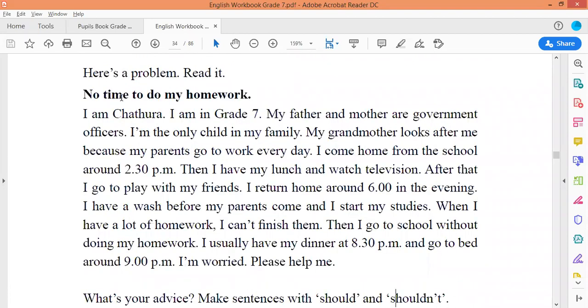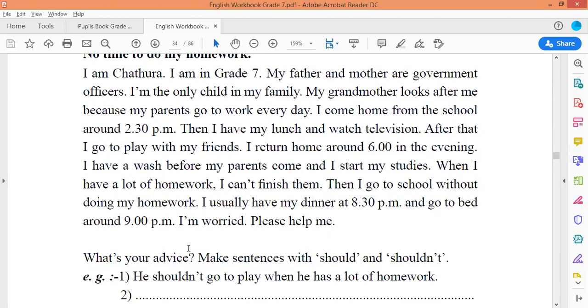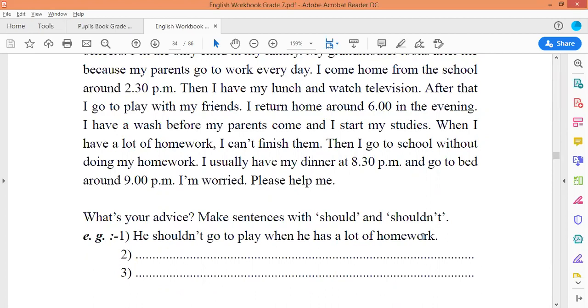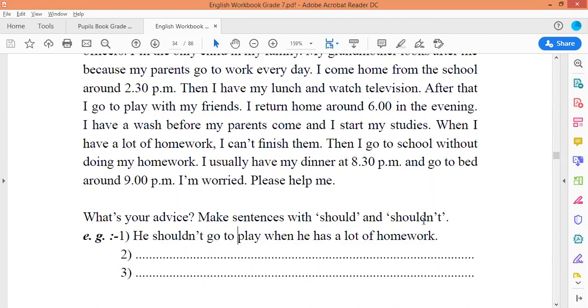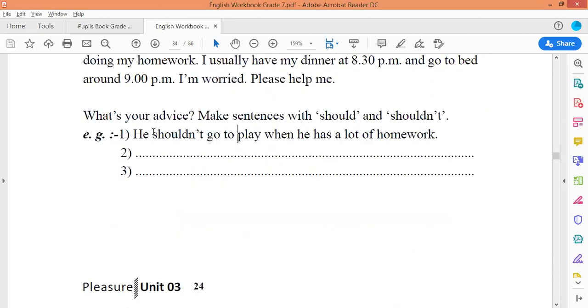Okay, when we are reading the problem, we have to highlight what are the problems that this person is facing. And then make sentences like this. He shouldn't go to play when he has a lot of homework. See, he should not go. Okay, now we can imagine what the problem is. We are talking about a child who doesn't do his homework well. He says he shouldn't go play.